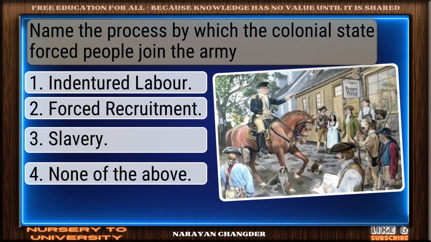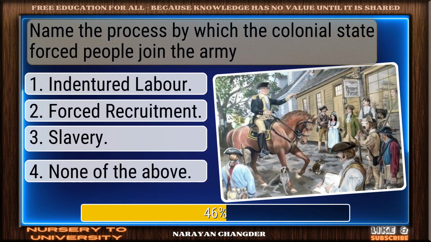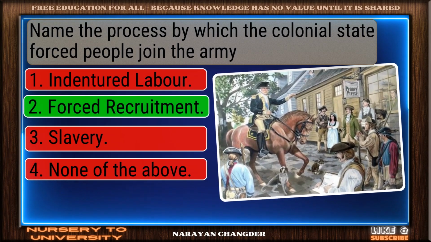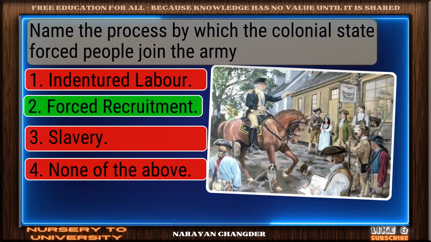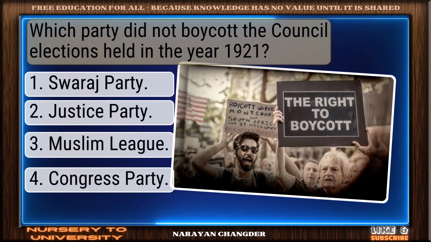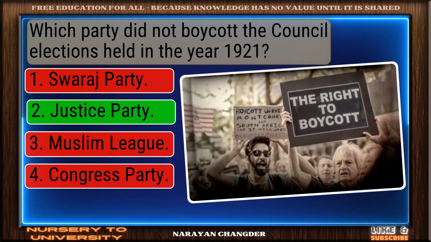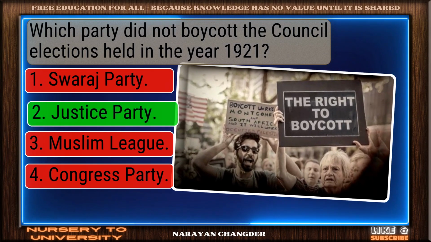Name the process by which the colonial state forced people to join the army. Clear logic. Forced recruitment is sound. Which party did not boycott the council elections held in the year 1921? Strong choice. Justice Party is right.